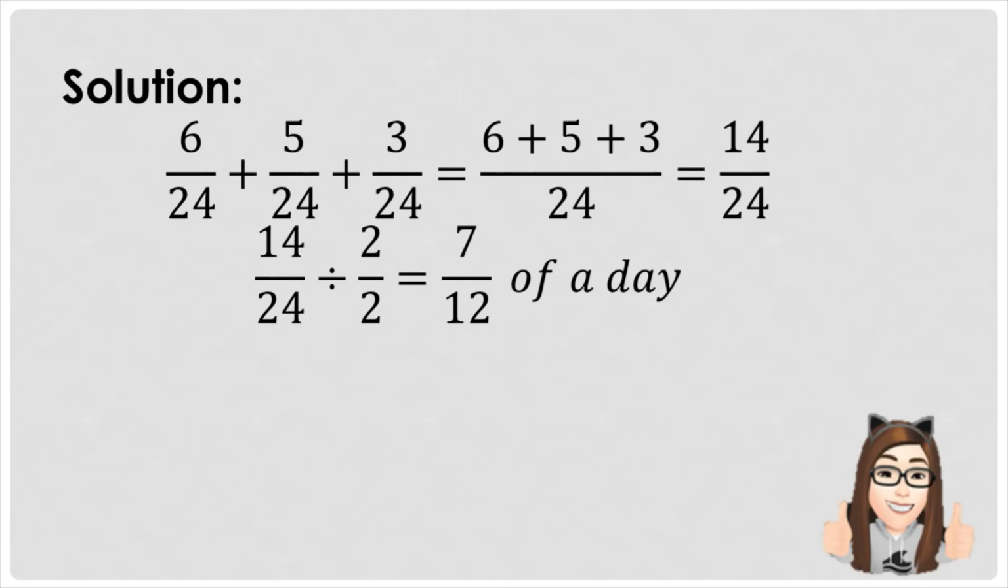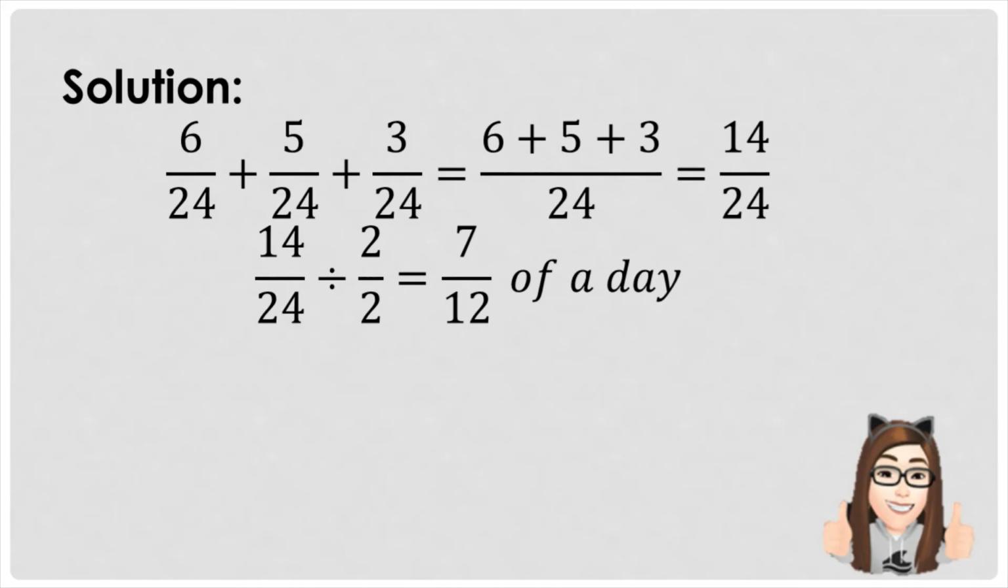Once again, let us find the GCF of 14 and 24, and that is 2. So 14 divided by 2 is equal to 7, and 24 divided by 2 is equal to 12. So our final answer now is Wendy took 7 over 12 of a day as a fraction of a 24-hour day.